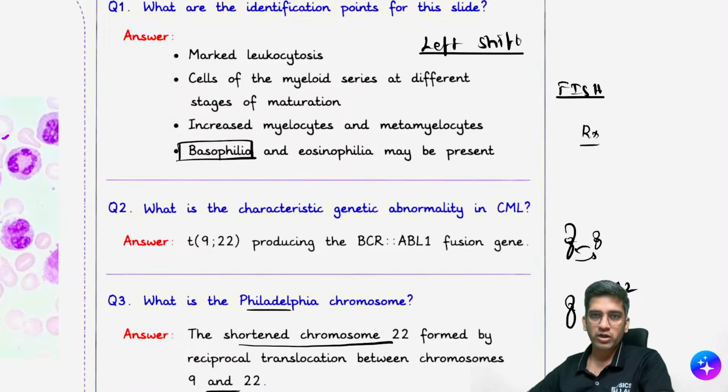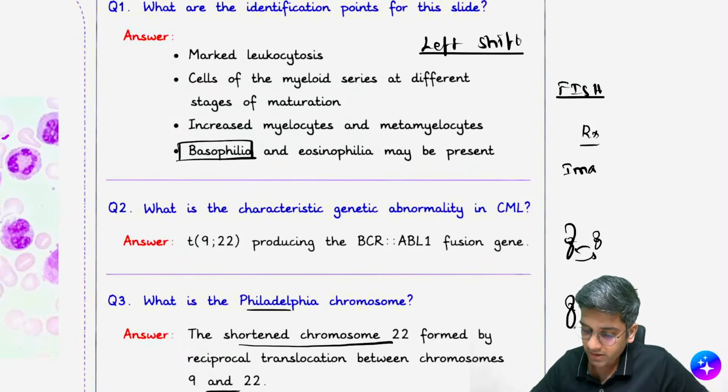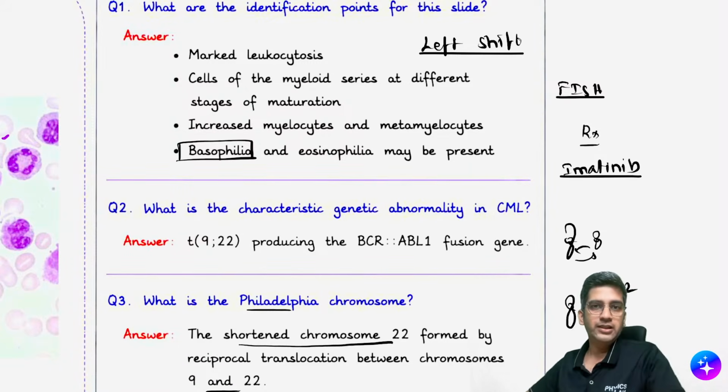We have one very important drug which targets the core pathogenesis of CML, the BCR-ABL translocation, which is imatinib. Imatinib is a tyrosine kinase inhibitor, because the ABL gene, a proto-oncogene which gets activated, will activate tyrosine kinase. So a tyrosine kinase inhibitor is what is given for CML.